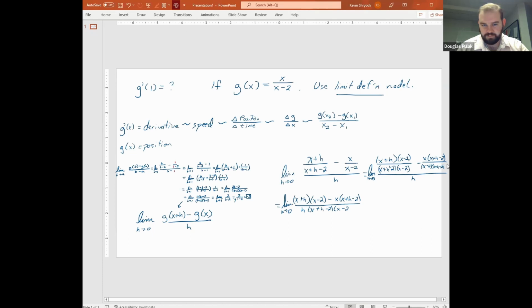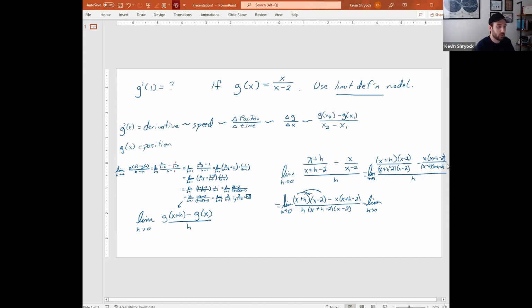Now I do have a bunch of addition and subtraction, so I'm kind of forced to distribute a little bit. I can do the limit as h approaches 0. The first thing is going to get us x squared minus 2x. So I get x squared minus 2x plus xh minus 2h, minus, on the next set of parentheses, x squared minus xh plus 2x, all over h with all these things.